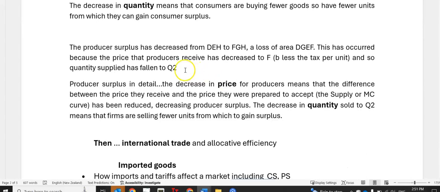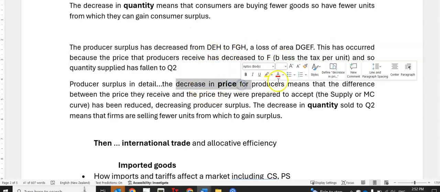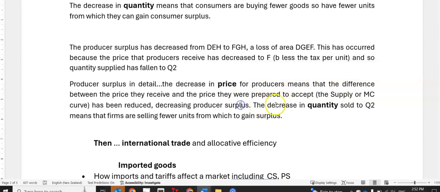So you could just say the producer surplus has decreased. You can read it for yourselves. As I said, this example is taken from a tax. That is not enough for merit, okay? Because you need to go into more detail. So why has producer surplus decreased? It's decreased because the price has gone down for producers, and the difference between the price they receive and the price they were prepared to accept, which is the supply curve or the marginal cost curve, has reduced. So producer surplus goes down.